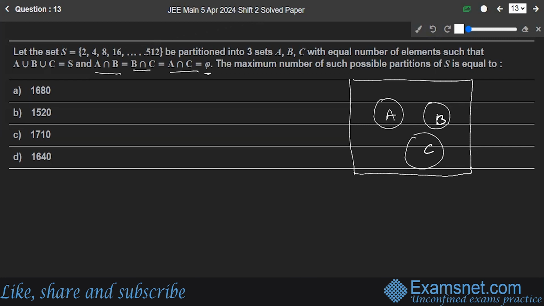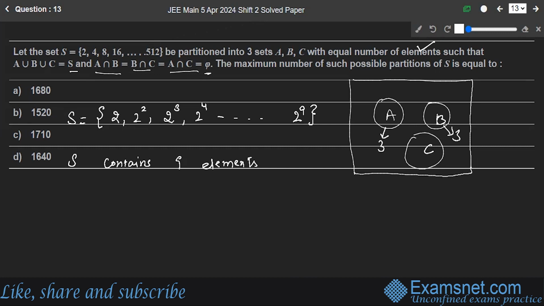Right. So now next, you are given that S is equal to 2 and 4, which can be written as 2 power 2. Next is 8, 2 power 3. Next is 16, 2 power 4. And last is 512, which is equal to 2 power 9. So that means S contains 9 elements. In the question, you are given that A, B, C have an equal distribution of elements and they have nothing in common. So that's for sure. A will have 3, B will have 3, and C will have 3 elements each.